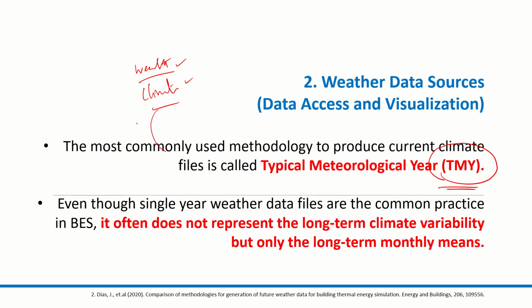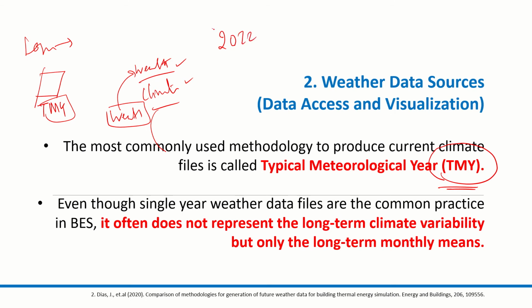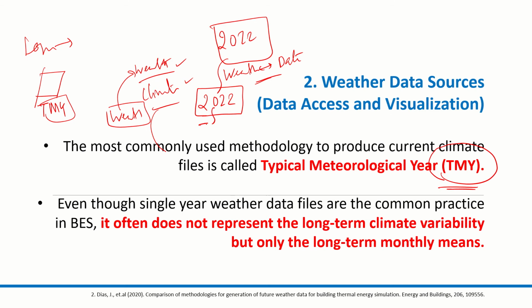When we say weather data, it is not short term data, it's long term data based on which a typical meteorological year data is created. For example, let us say we want data for 2022. In a weather file that we are trying to use as an input, it is not going to be a typical 2022 data as such. It is going to be a typical 22 data.